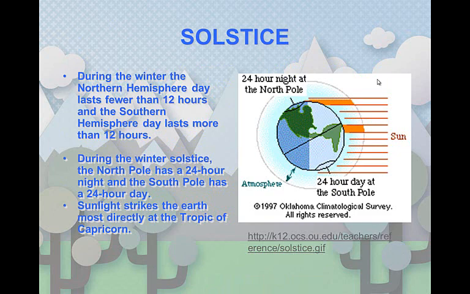During the winter, the northern hemisphere day has fewer than 12 hours and the southern hemisphere day has more than 12 hours. During the winter solstice, the North Pole has 24 hours of night and the South Pole has 24 hours a day. The sunlight strikes the Earth most directly at the Tropic of Capricorn.